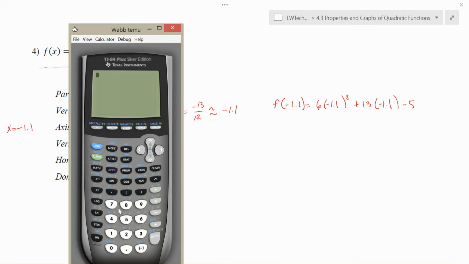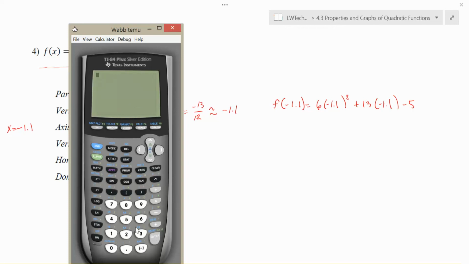All right, so we're going to do 6 times negative 1.1 squared, and again, using parentheses is really important here because now this negative 1.1 is part of the x, so it all has to be part of what gets squared. So I'm going to have that plus 13 times negative 1.1, and then minus 5. Oh, I must have typed something in wrong. Let's see what we got here. Oh, I think I hit a negative button or something.